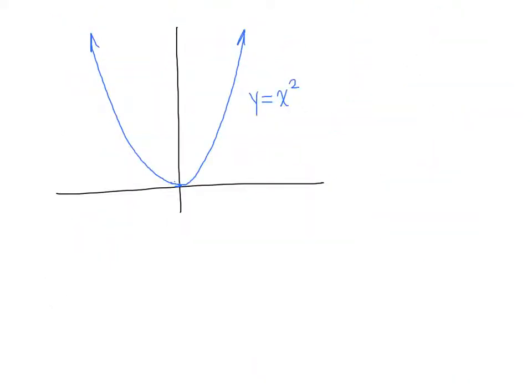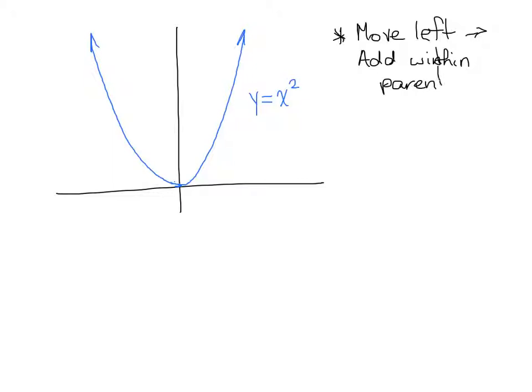Okay, great. So now we have a nice new clean page, and now we can talk about moving the graph left or right. In order to move our quadratic graph left or right, we're going to have to add or subtract within parentheses. So let's talk about moving left first. To move left, we have to add within parentheses. And I'll show you exactly what I mean by adding within parentheses.